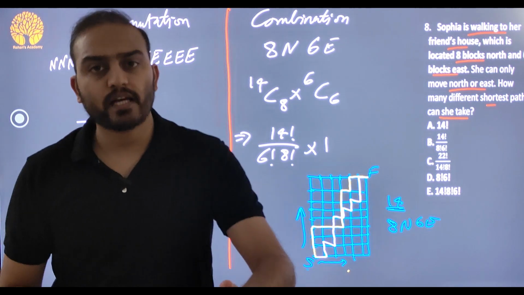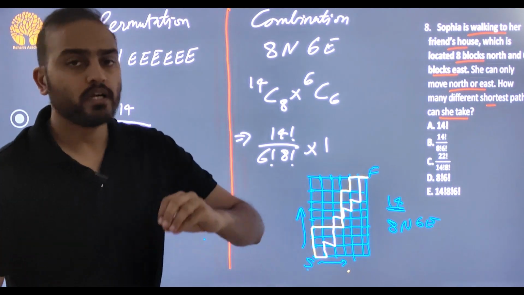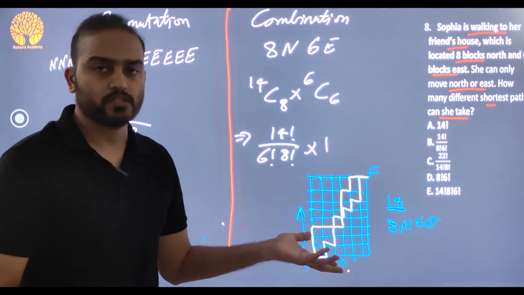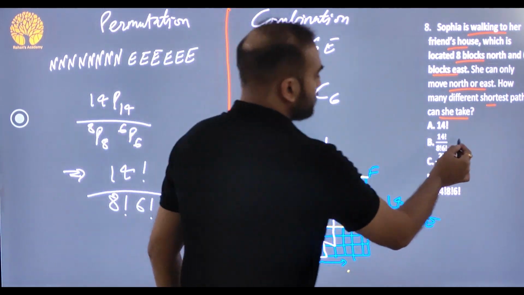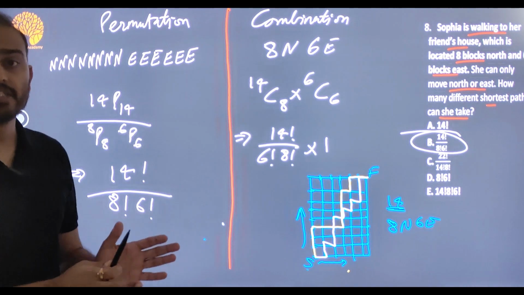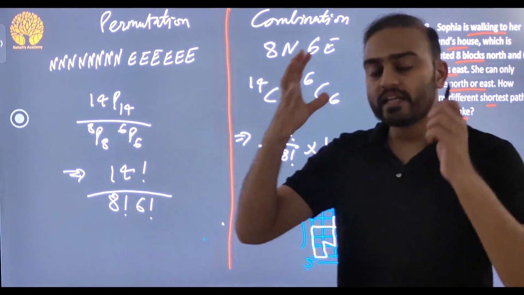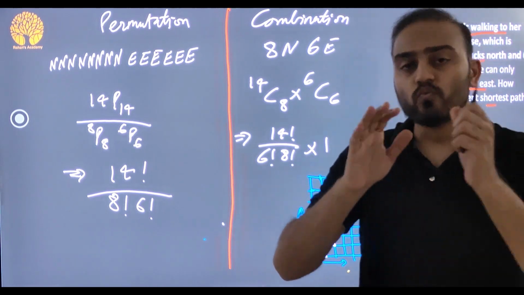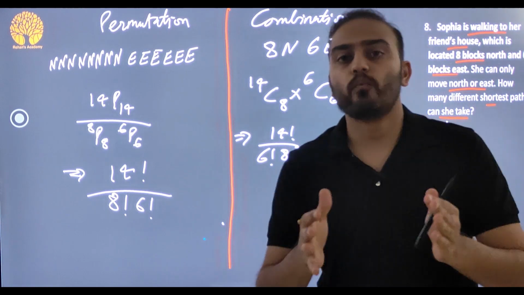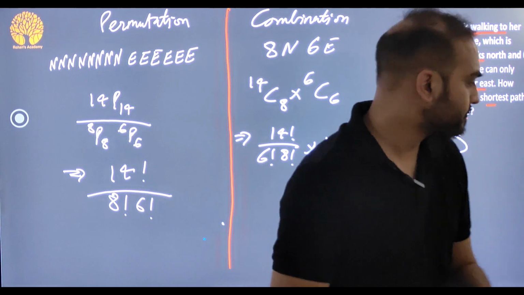If you think arrangement is happening, go for permutation. You'll end up with the same answer. If you think arrangement is not happening, selection is happening, go for combination. I hope you guys are able to understand this. This is extremely important because this will clear the doubt in your mind. There is no one fixed way of solving everything. But as I said, if we categorize the questions, it becomes easier for us to approach them.